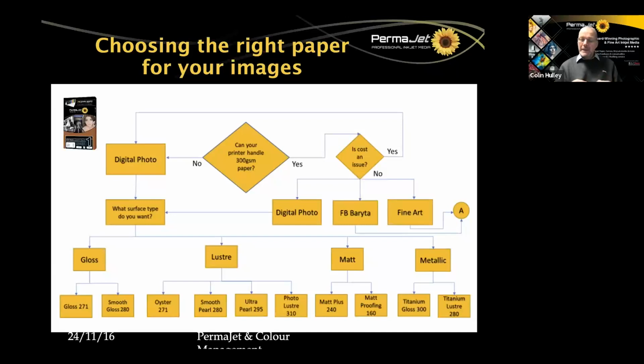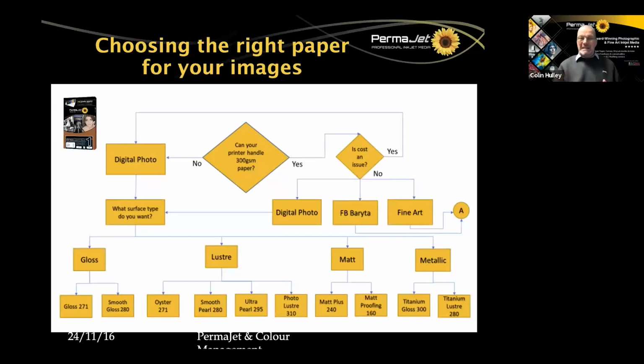And then within the range, again, metallic, I say you've got a gloss or a luster finish. So those are the kind of combinations you've got. Going back to the flow chart, if your printer can handle heavyweight papers, the next question we have to ask is cost an issue? In the current climate, it's only too obvious that people have got concerns about the cost of paper and the cost of ink.